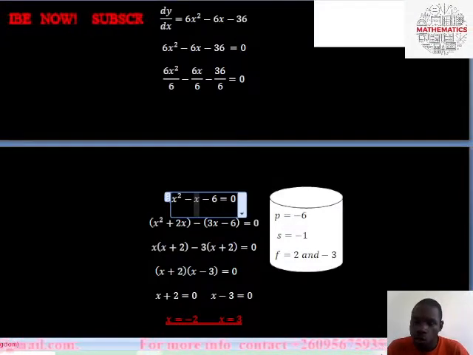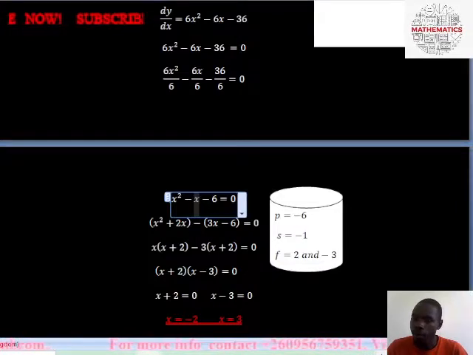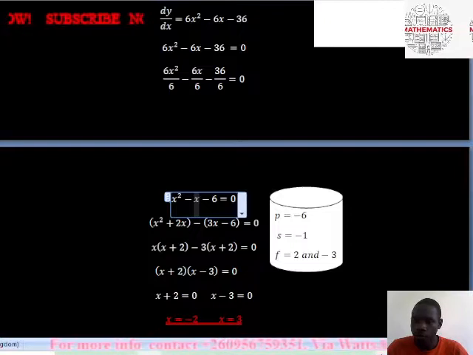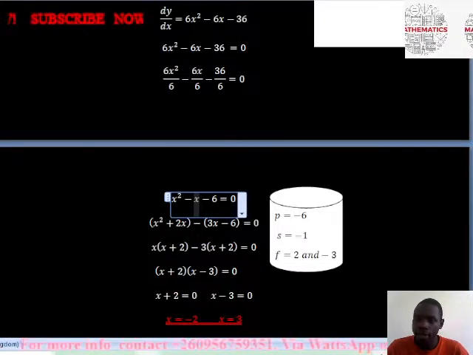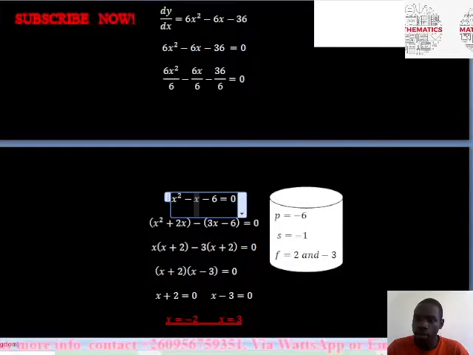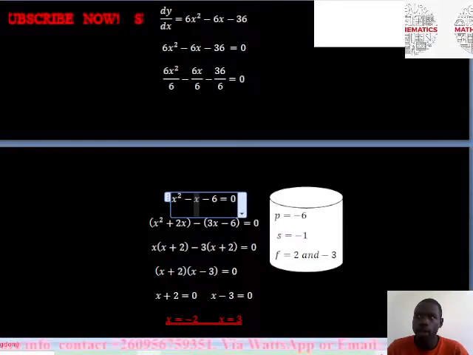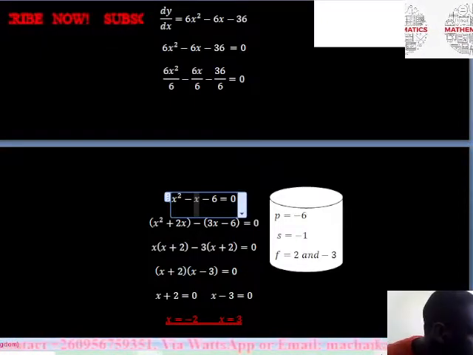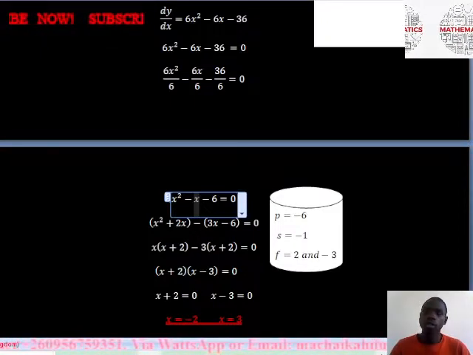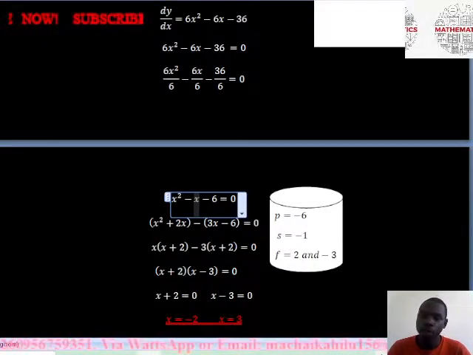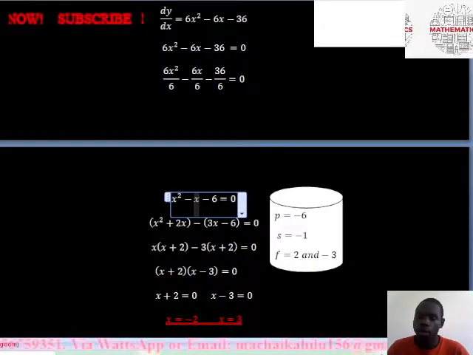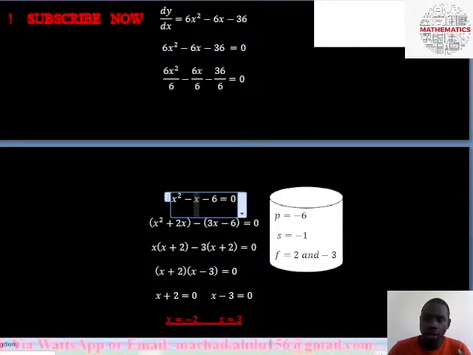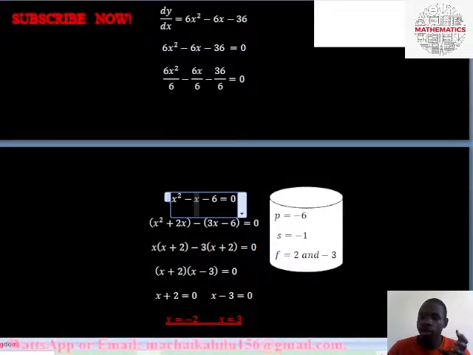And then 2 plus negative 3, that is 2 minus 3, to give me negative 1, which is my sum. So this is how you find the factor and sum. And you should bear in mind that these factors that we've found should satisfy that equation, else it will give you something different.